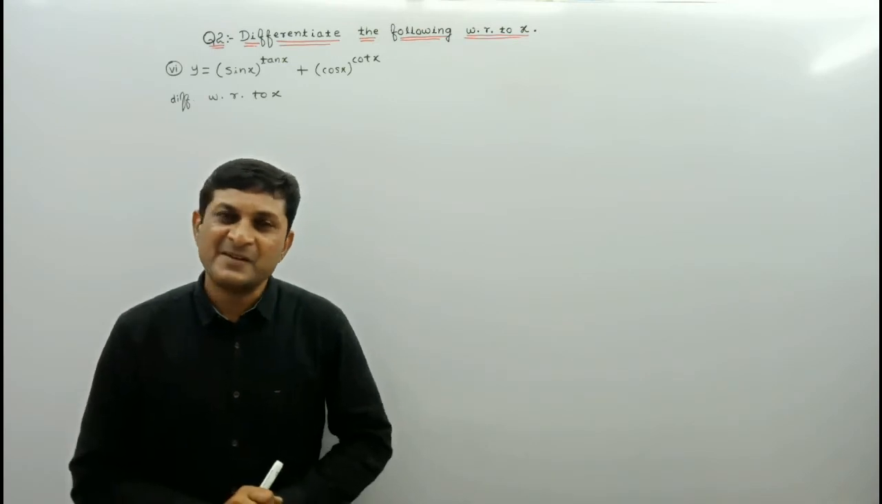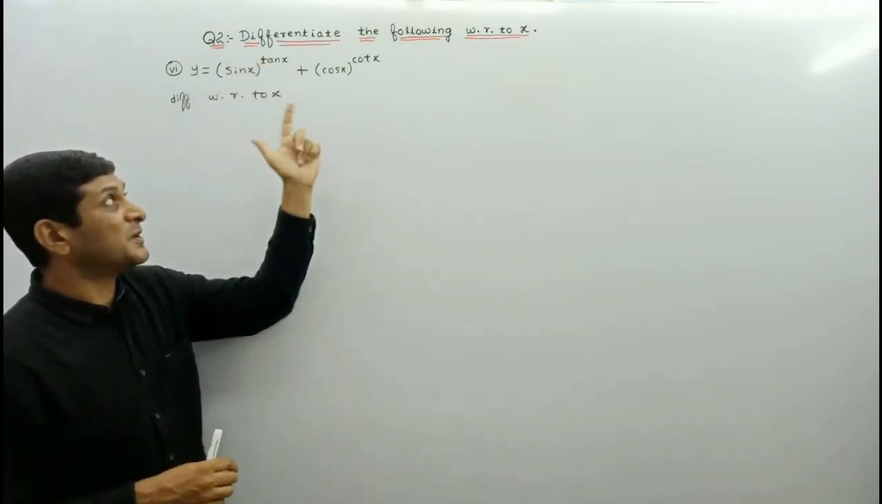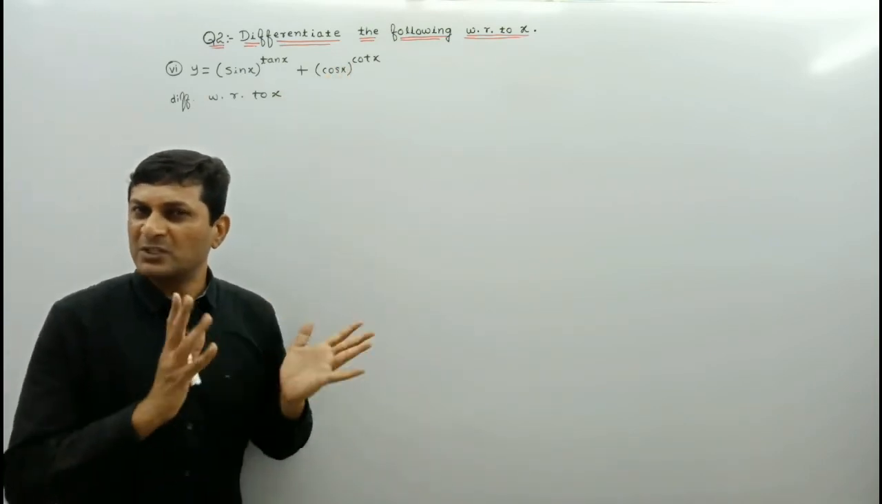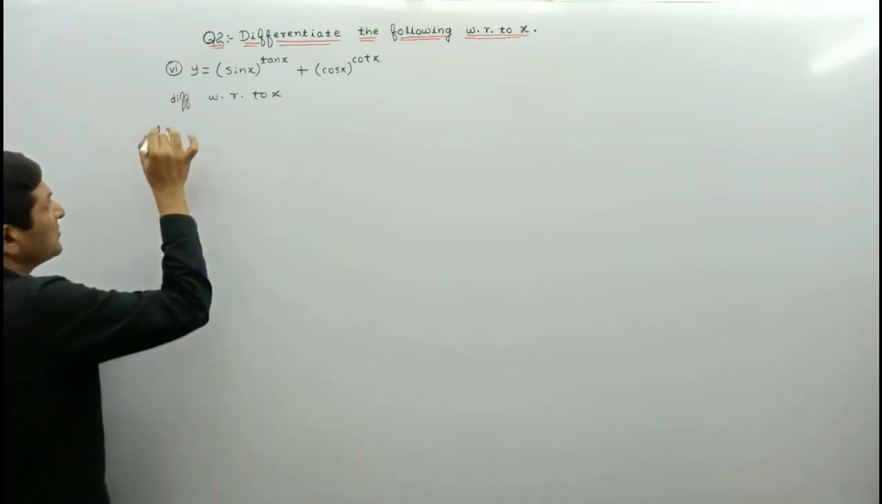Now see the example number 6. In this example, given function is y is equal to sin x raised to power tan x plus cos x raised to power cot x. Means easily we can observe that both the terms are in the form of f of x raised to power g of x. So let us try to find out this differentiation.